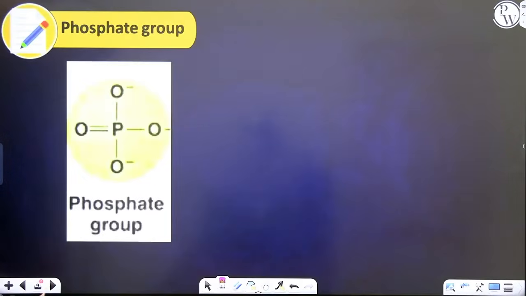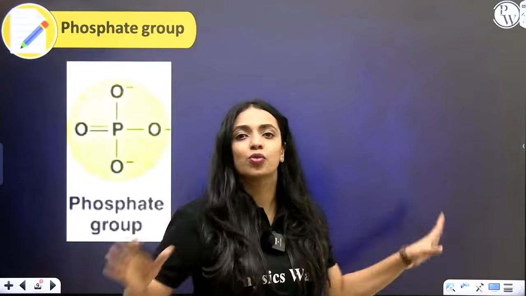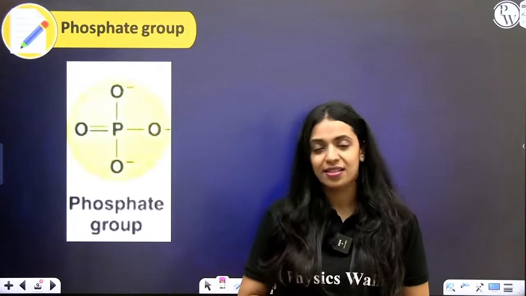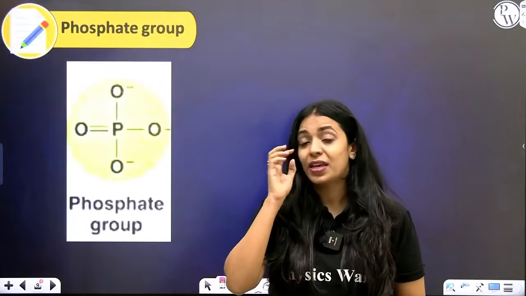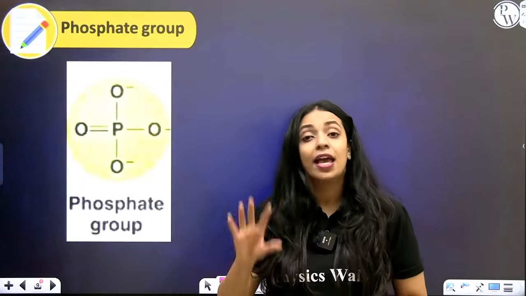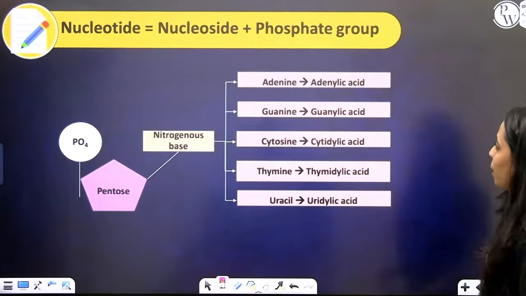Now let's move on and talk about the third component, which is the phosphate group. This is the only thing where there is no difference between DNA and RNA. In both cases, it is PO4 minus. So this phosphate group is attached to the fifth carbon, which is present outside the ring in both DNA as well as RNA. So that's about the phosphate group.